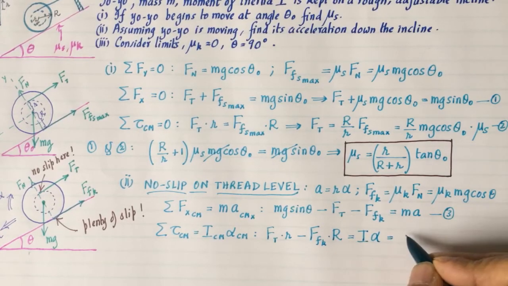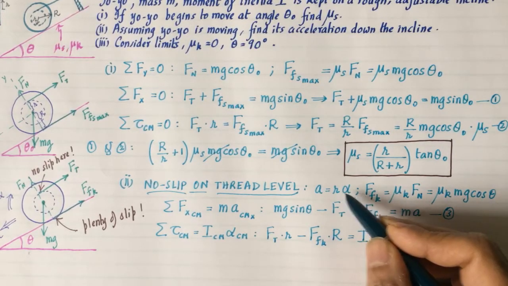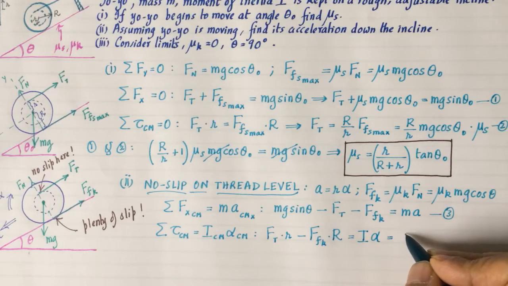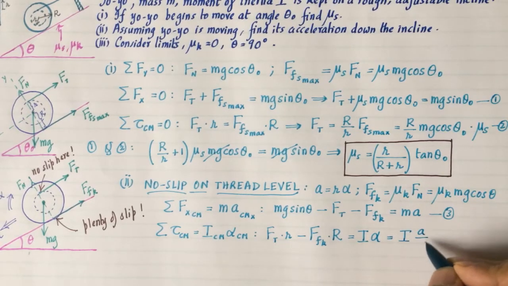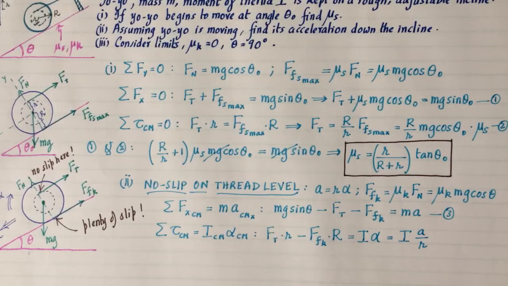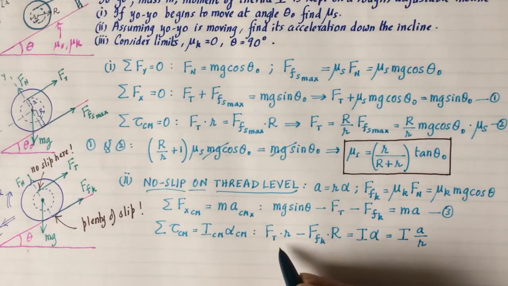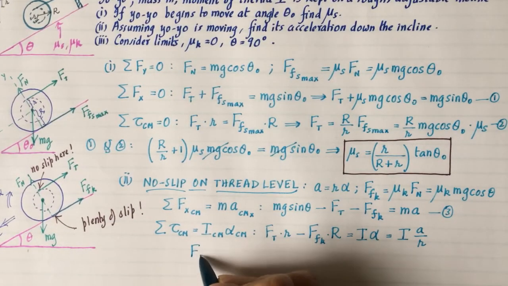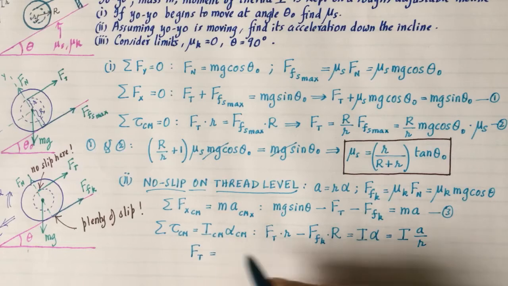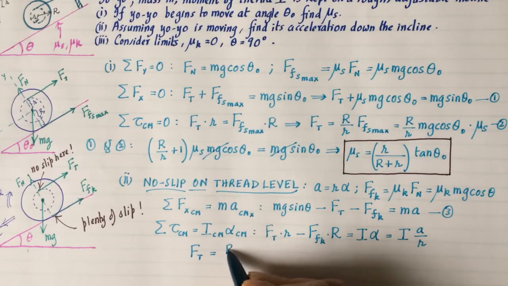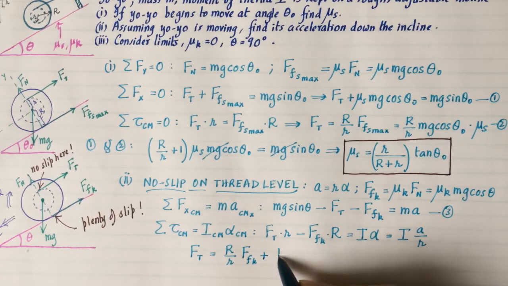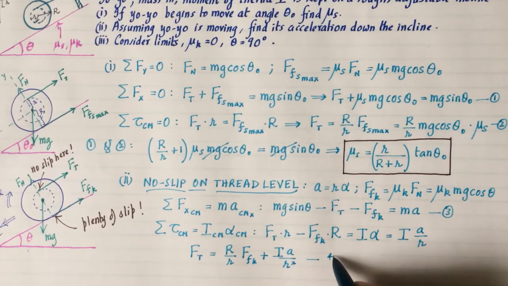Let me implement the no-slip condition, which is up here, and write alpha equals a upon little r. I want to find tension from this, because tension is an unknown. So Ft equals capital R over little r ffk plus Ia over r squared. Let's call this equation 4.